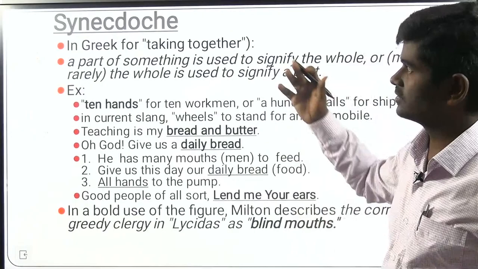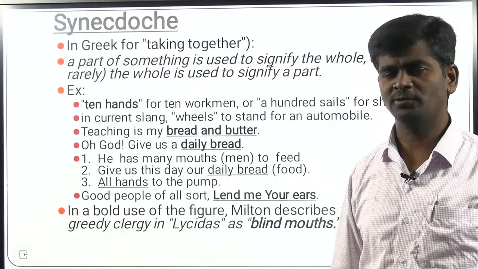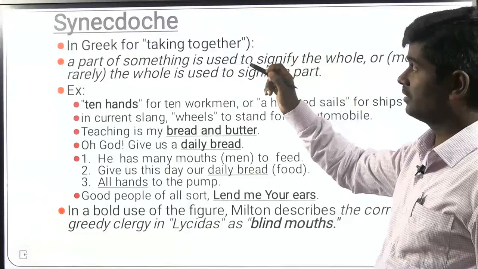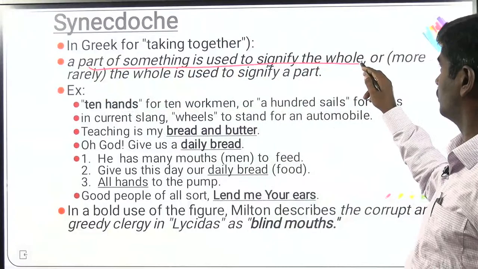Next, you can see, my friends, synecdoche. Once you read the poetry of Robert Frost, you find plenty of synecdoches. Robert Frost's Stopping by Woods on a Snowy Evening and the last stanza together, or else you can read the poem The Road Not Taken. You find plenty of synecdoches. What is synecdoche? In Greek, taking together. A part of something is used to signify the whole, and the whole is used to signify the part.